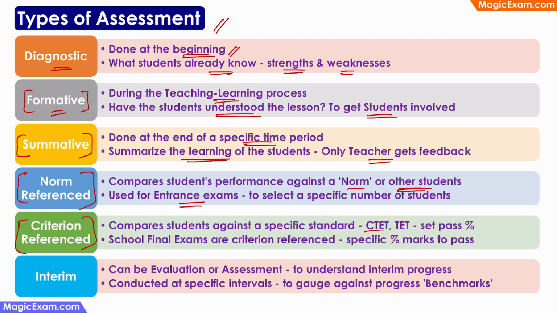Then there is criterion referenced. Criterion referenced can be like CTET, where you are comparing students against a specific standard. You are not bothered about how many students pass that particular standard or how many students meet that particular standard. For example, in CTET, you are saying that there is a specific pass mark. 60% is the pass mark. Right? So now it might be that only 10% of the students meet that standard, or it might be that 80% of the students meet that standard. But if the standard is set at 60%, that is the criteria or the criterion against which you are comparing all the students. So that is criterion referenced.